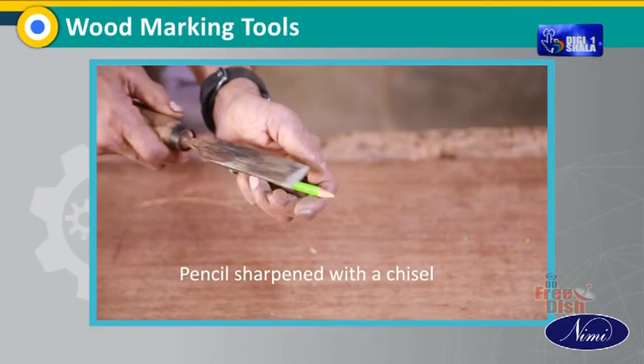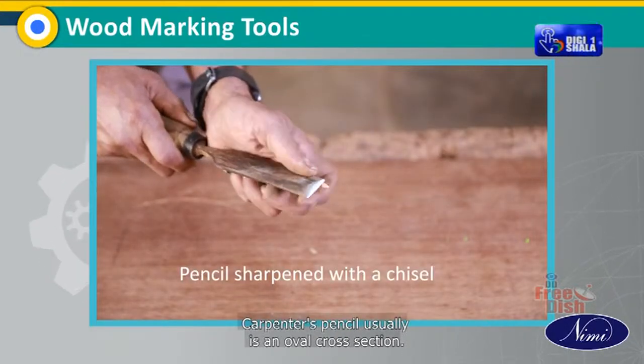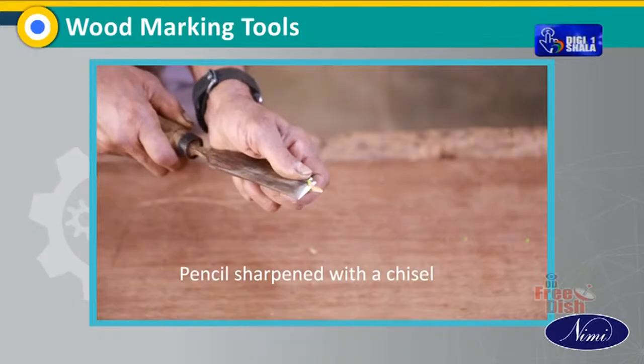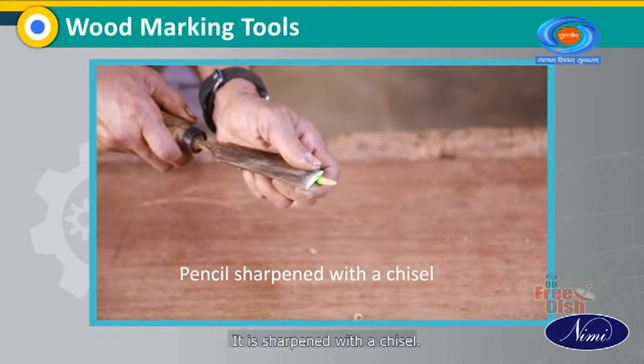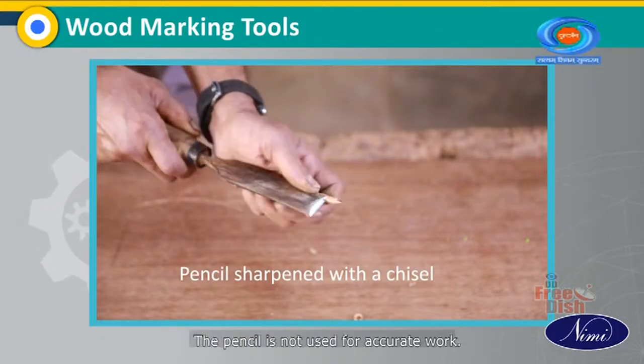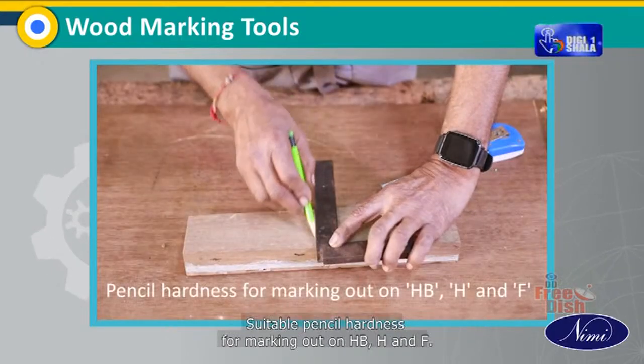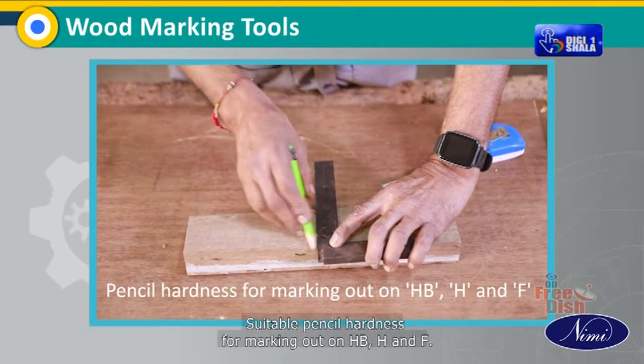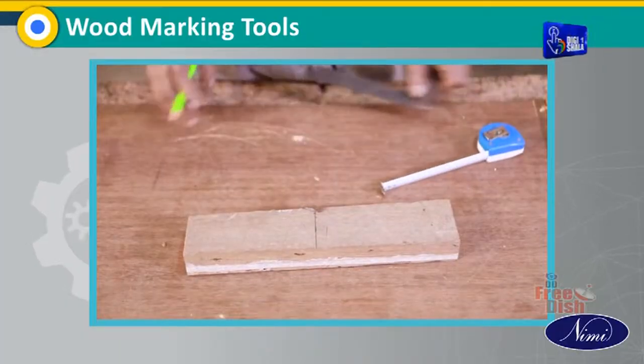Carpenter's pencil. A carpenter's pencil usually has an oval cross section. It is sharpened with a chisel. The pencil is not used for accurate work. Suitable pencil hardness for marking out is HB, H and F.